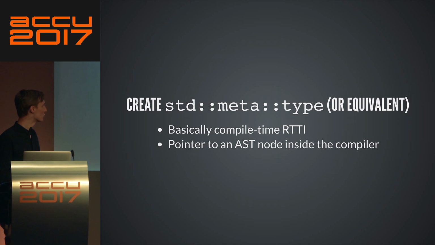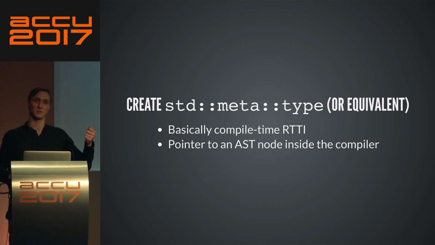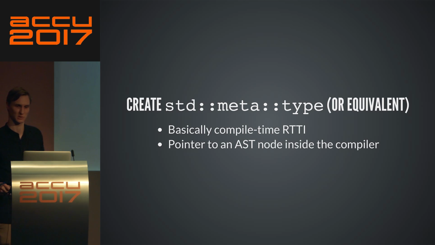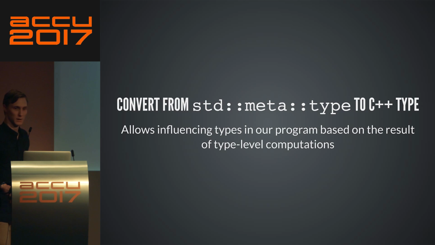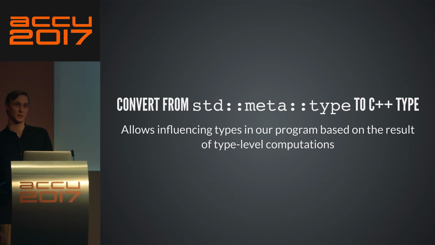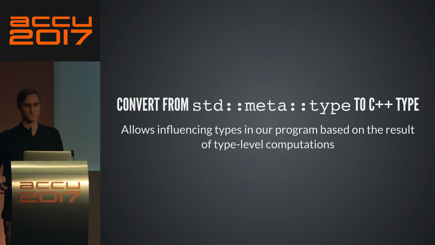And then create something that we can use as, basically, a compile time RTTI. So something along the lines of a meta type or whatever. Some way of representing a type at compile time. Under the hood, by the way, it's usually implemented as a pointer to an AST node inside the compiler, which is pretty neat if you think about it. You're really playing around with the actual AST representation inside the compiler. And then given a meta type, you want to extract that back to a C++ type so that you can actually influence the AST back, right?